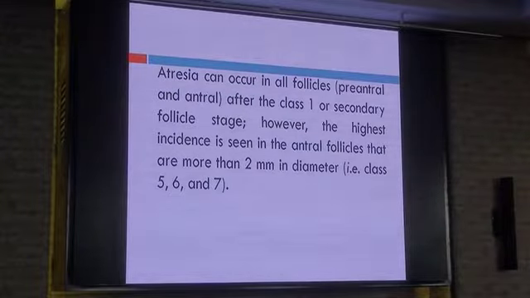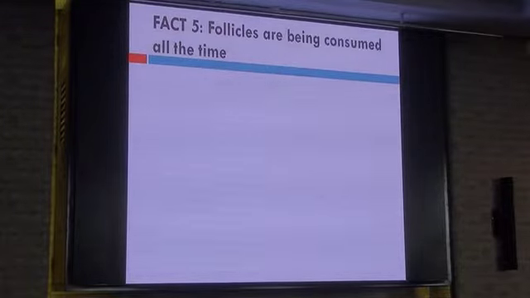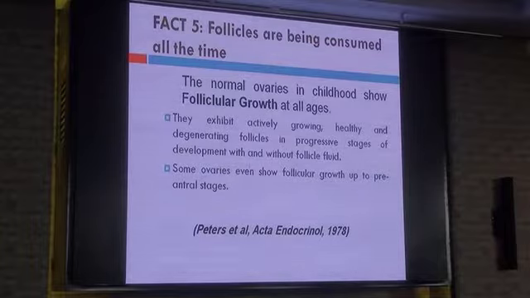Atresia is actually occurring in all follicles, the pre-antral and the antral, after the class 1 or secondary follicle stages. However, the incidence is seen in the antral follicles that are more than 2 millimeters in diameter, which are class 5, 6, and 7. I will go rapidly through this because talking about it will consume a lot of time. Follicles are being consumed all the time.